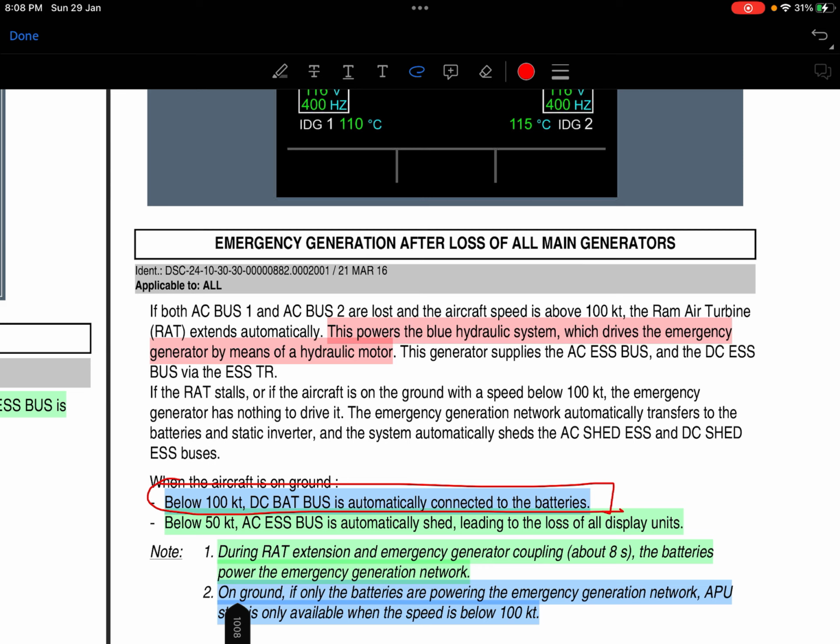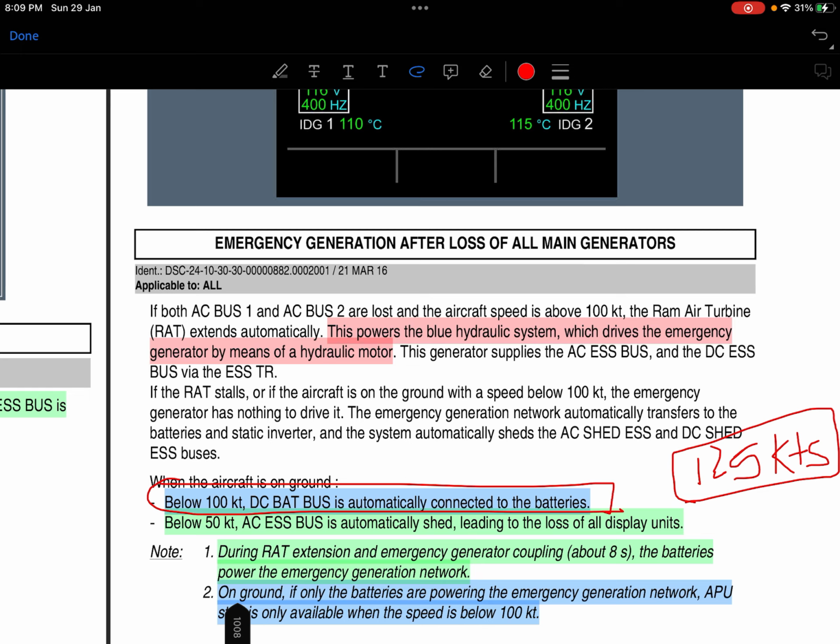Below, whenever you are on approach, and if your aircraft goes below 100 knots, no matter what, the DC bat bus is automatically connected to the batteries. Every load on the DC bat bus gets its power directly from the batteries, because RAT has stopped working, because the stalling speed of RAT is 125 knots. Yes, I agree, it can work.